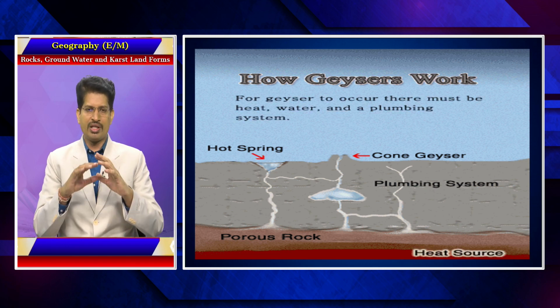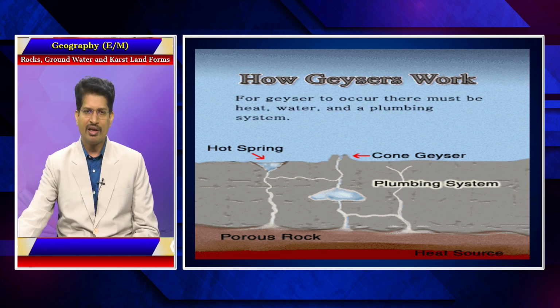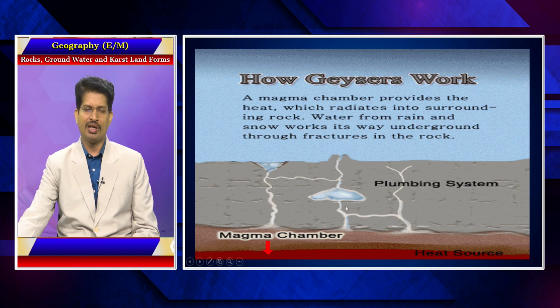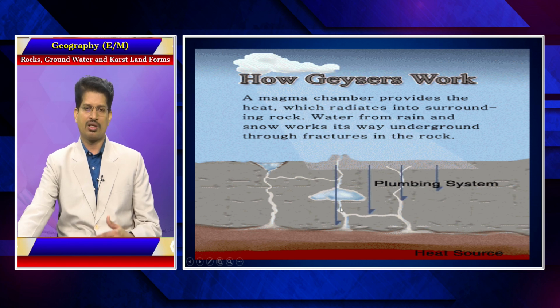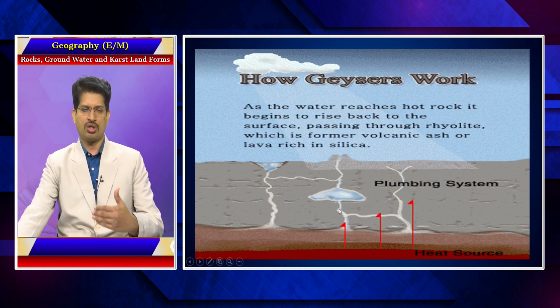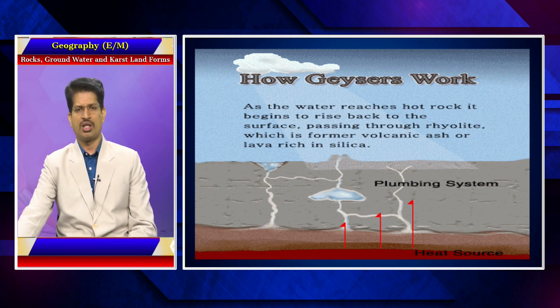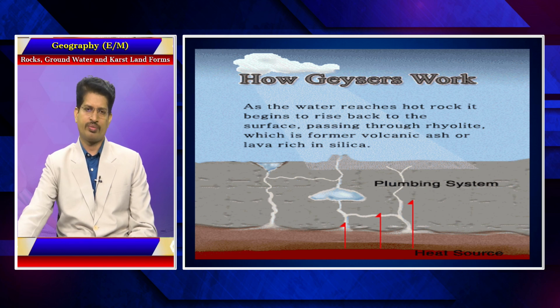So, when the chamber is being filled, there will be a pressure building up beneath to push this water upwards. The pressure being built up will be equivalent to the weight of this water, and when it reaches a point where the pressure is equivalent to or more than the weight of this water, it leads to expulsion of the water. So, that is the reason why a geyser is otherwise also a hot spring.